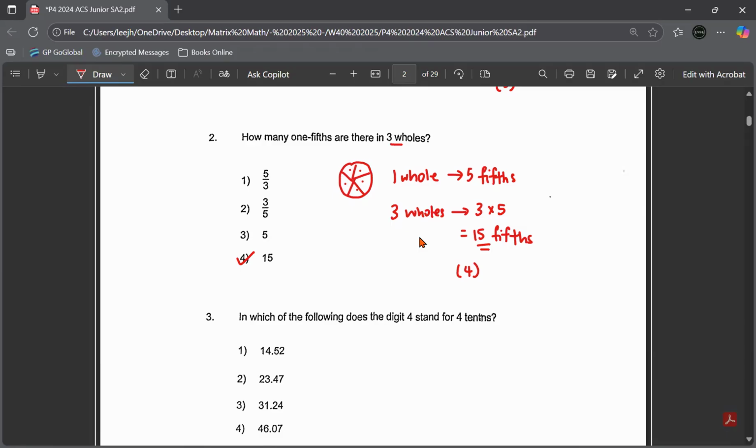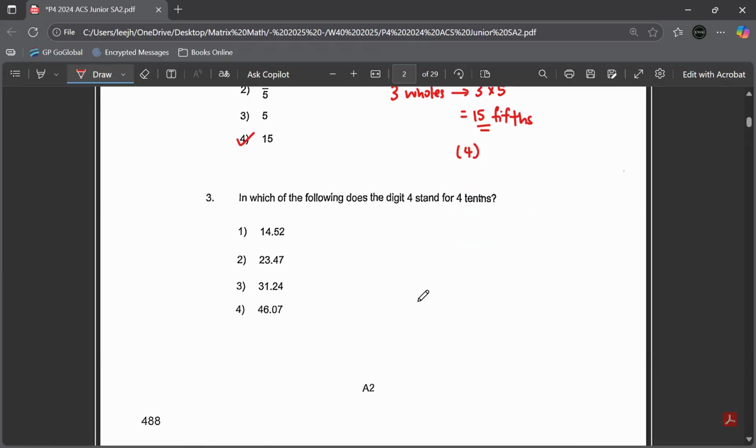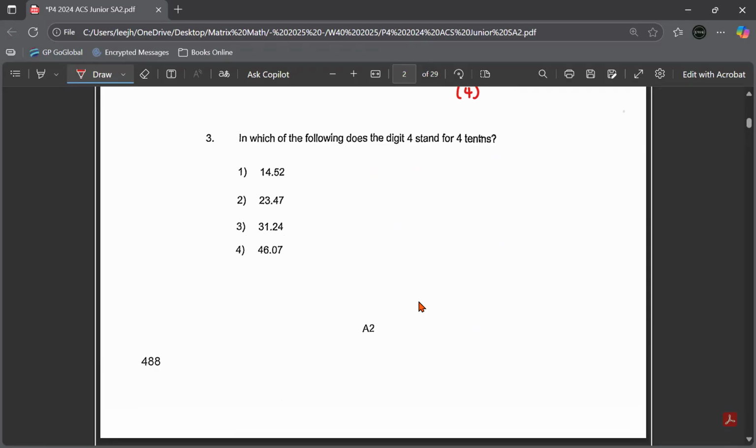Okay. Question 3. In which of the following does the digit 4 stand for 4/10ths? So 4/10ths, so you remember this is after the decimal point. 4/10 is 0.4. Understand? So that means the 4 must be in the tenths place after the decimal point. So it's actually number 2, this one. Okay, this is 4/10 here. This is 4 hundredths, sorry, not thousandths, hundredths. This one is 4/10, and this one is 4 ones. Okay, so your answer is number 2.